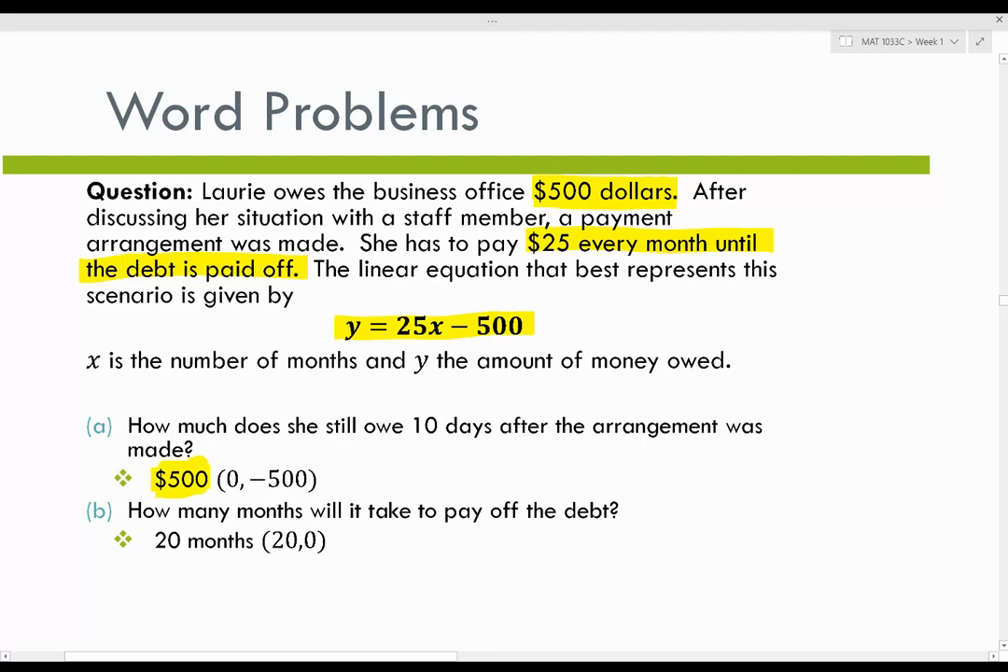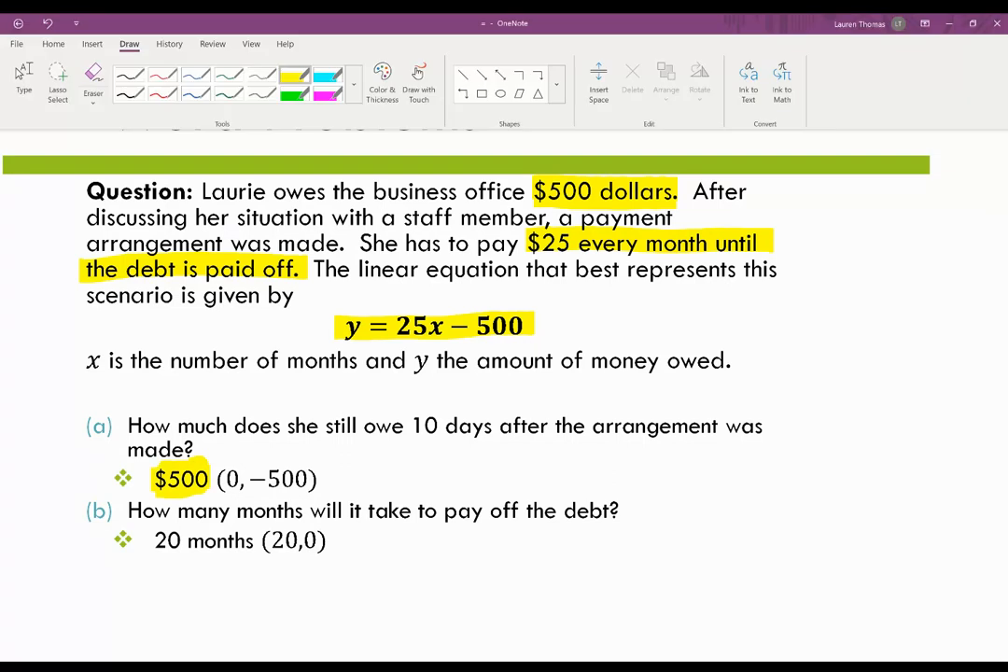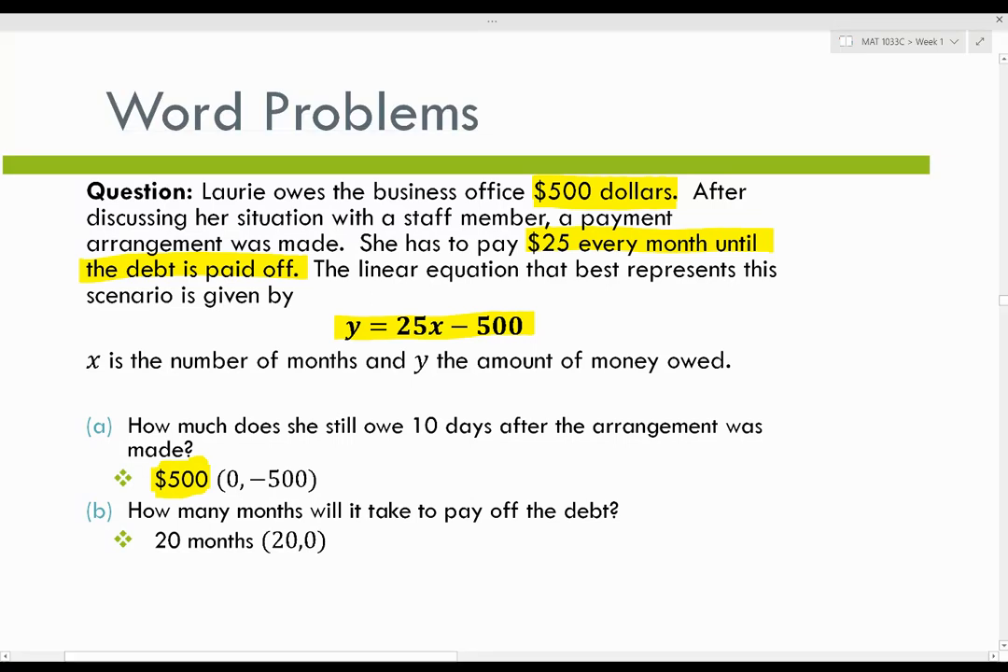Now, as a coordinate, because this is a linear equation and it represents a line, our two variables in this problem were x and y. So if we were to pair that data in a coordinate, x would be the number of months and y would be the amount of money owed. So if we wanted to represent our answer as a coordinate, if time passes, we have 0, a month has not passed yet, and she still owes negative $500. So you can think about her being in the hole $500, okay?